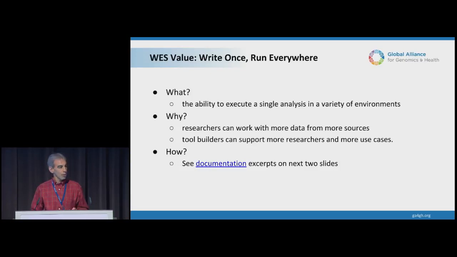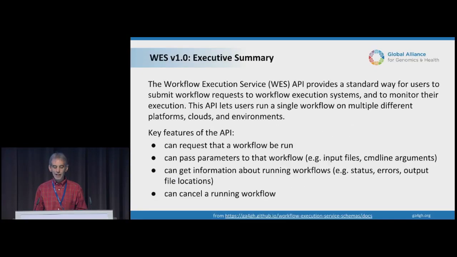So how do we do this? Well, the documentation is online. I have 2 slides that are just excerpts of the highlights of the documentation about what the workflow execution service does. So this is the executive summary, which I've just gone through, and the features of the API are what you'd expect. The first and most important one is you can say, please run this workflow on this data. So it defines a standard way to say that.